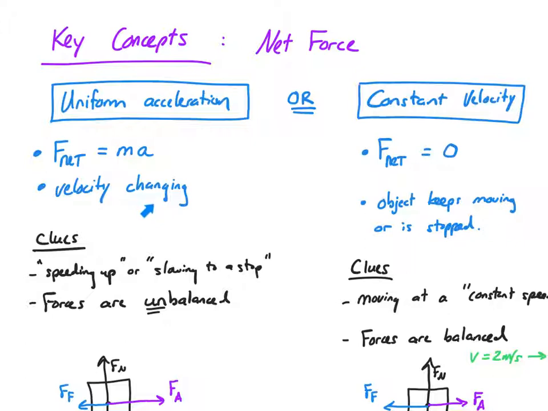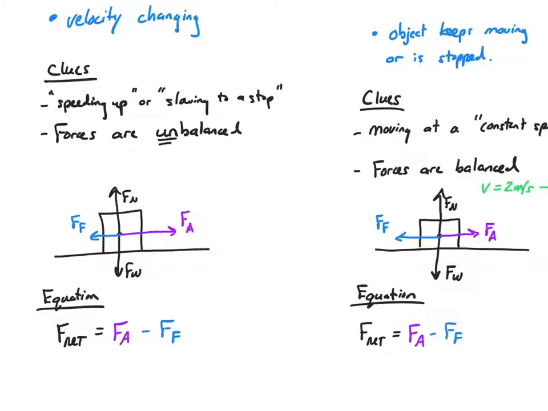Some clues in the problem: when you're looking at a uniform acceleration, you'll see words like speeding up or slowing to a stop, where the forces are unbalanced. To give you an idea what that might look like, you might see forces acting on this box. You can tell just looking at it that the normal and the weight force are balanced. However, in the horizontal, the applied force is greater than the frictional force, causing an unbalance.